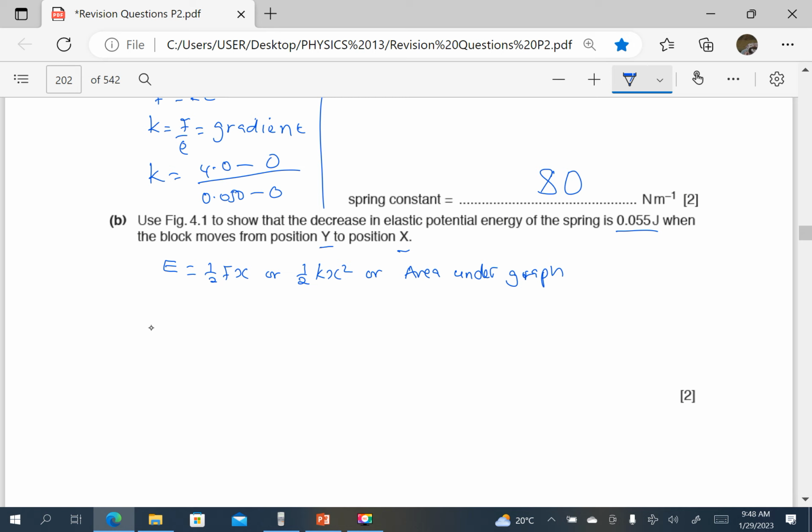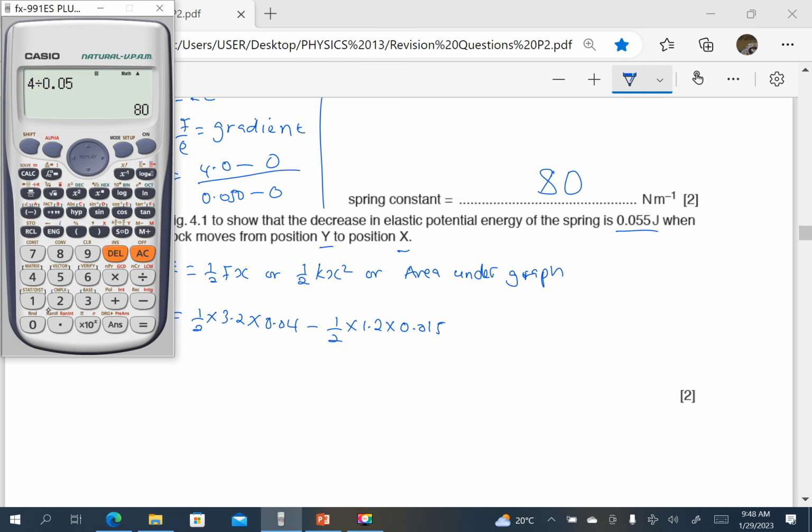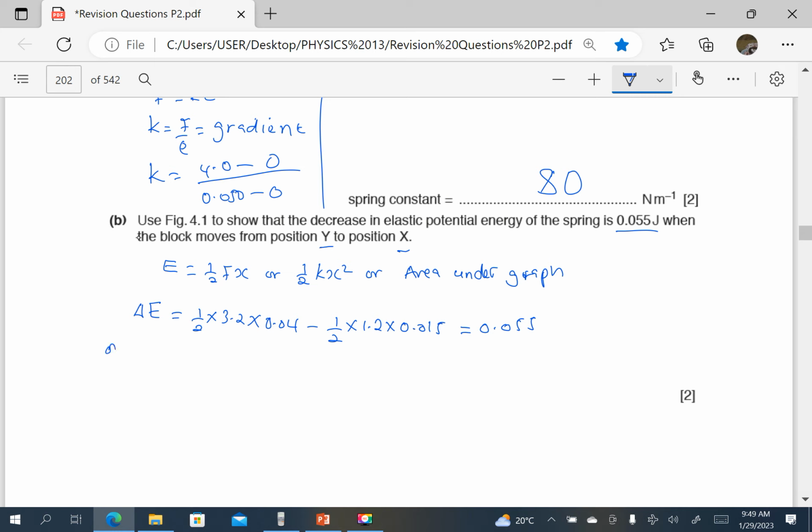So let me start with the first one. The difference in energy is going to be 1/2 times F. At 0.04, F is 3.2, times the extension, which is 0.04, minus 1/2, at 0.015 it was 1.2, times the extension 0.015. We can check this. I'll open the brackets. 1/2 is 0.5 times 3.2 times 0.04 minus, open another bracket, 0.5 times 1.2 times 0.015. So this is giving us 0.055.